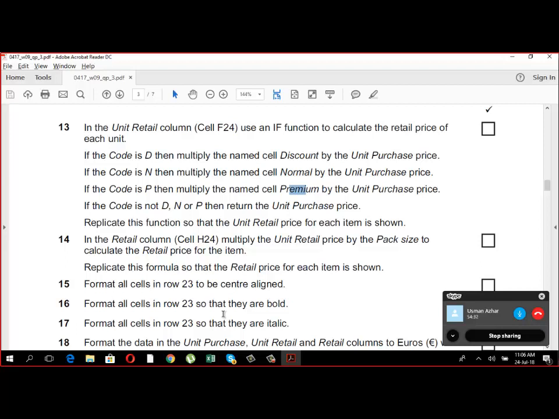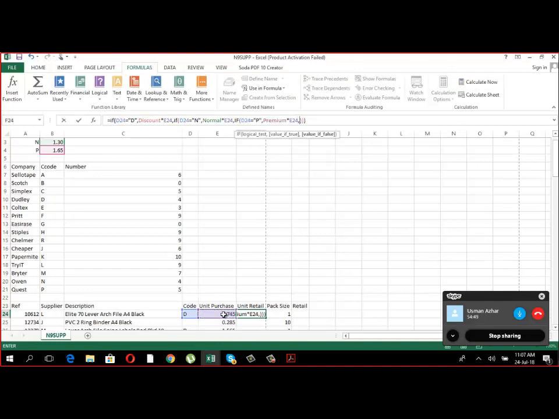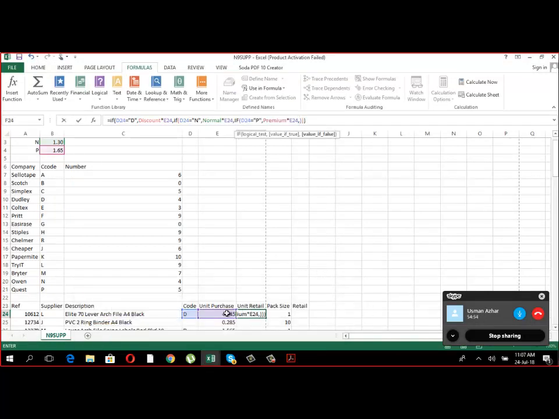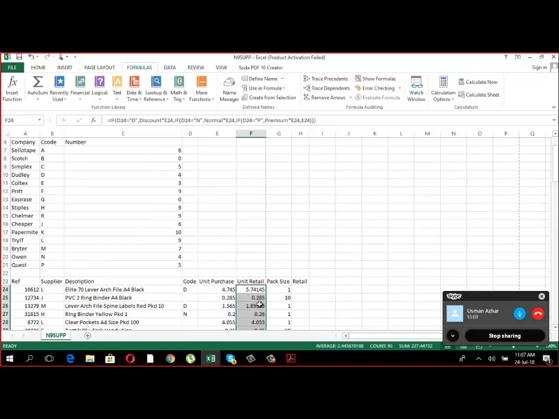If the code is not D, N, or P, then return the unit purchase price. It's like neither. Very good, neither are. Exactly. Is this right? Yes, I selected this, so here you go, drag it. Yes or no? Understand. This was 12 marks.